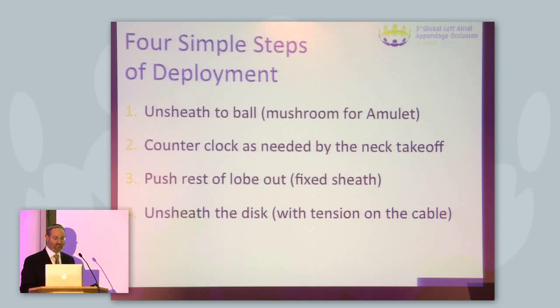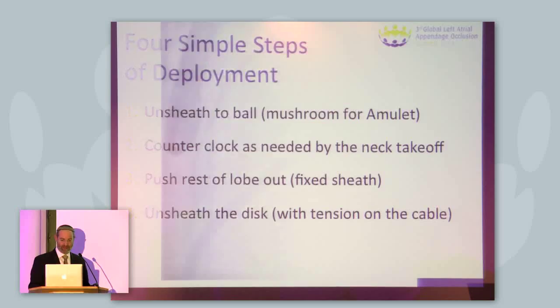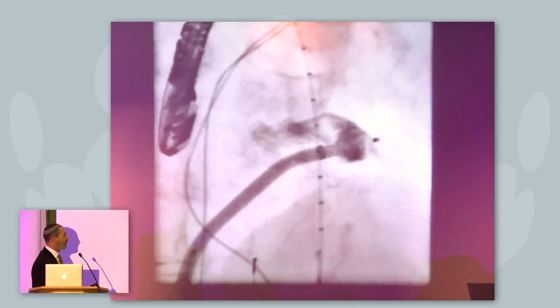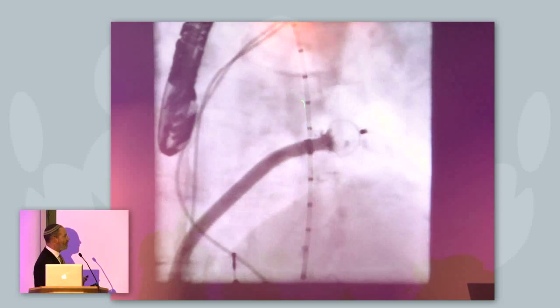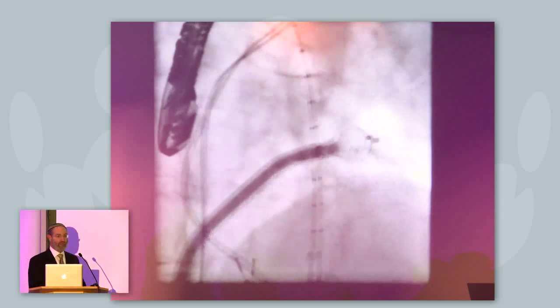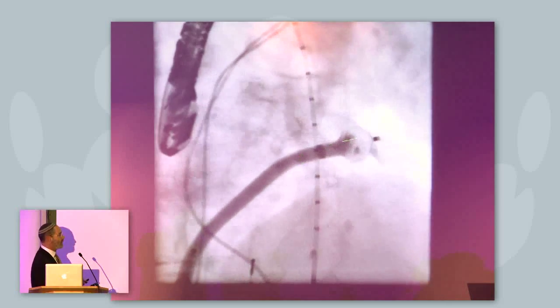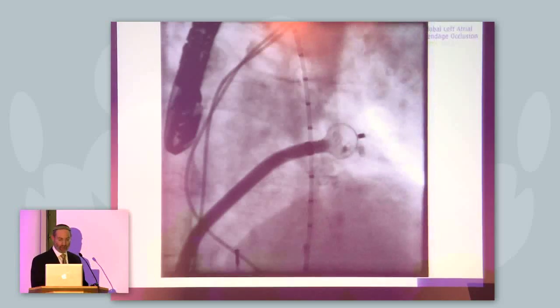Finally, number 4 is unsheath the disc with tension on the cable. So what do I mean? Let's have a look. Here we've actually got the ball already out, sitting in position. Because the axis of the neck and of the ostium is favourable, I don't need to counterclock. If it was going this direction, I would need here to counterclock. So I've got 1, I can skip point 2.